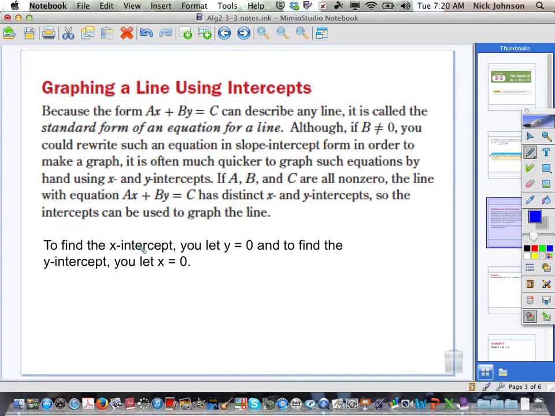To find your x-intercept, you let y equal 0. So you pretend this is not here. So then ax is equal to c. So your x-intercept is c divided by a. Okay? To find your y-intercept, you let x equal 0. So you pretend this isn't here. So by is equal to c. So to find your y-intercept, it is c over b. Simple? Let's try it out.